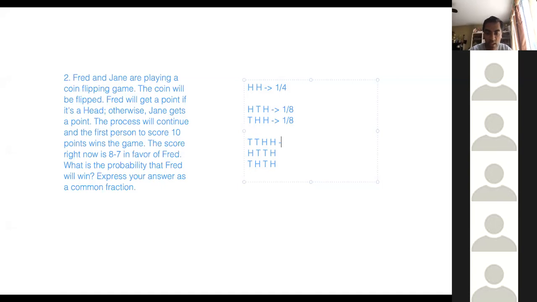Tails, tails, heads, heads should be 1/16. Heads, tails, tails, heads, 1/16. Tails, heads, tails, heads, 1/16. So if you add these up, and I think I see the answer now, 11/16. So 1/4 plus 2 times 1/8 plus 3 times 1/16. So this should give you a total of 11/16. Any questions on this?